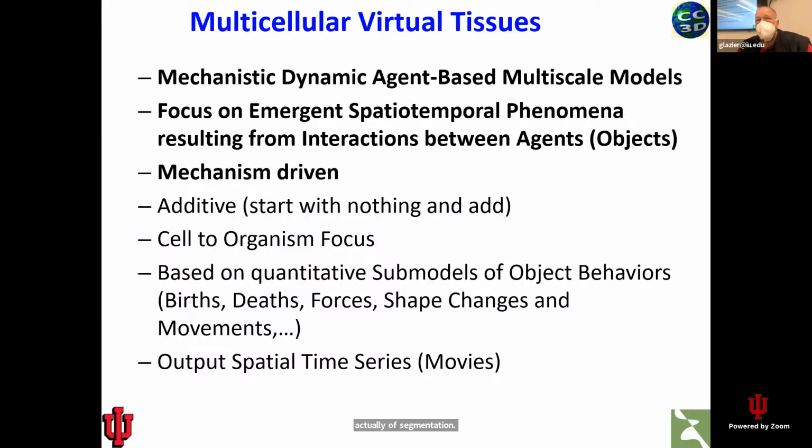These are mechanistic agent-based models. What we're going to be producing typically are movies. The simulations are going to give you movies as outputs, sometimes in 2 dimensions, sometimes in 3 dimensions. They're based on hypotheses about mechanism. How do the things work in the organism? What are the fundamental interactions, behaviors, processes operating in the organism?